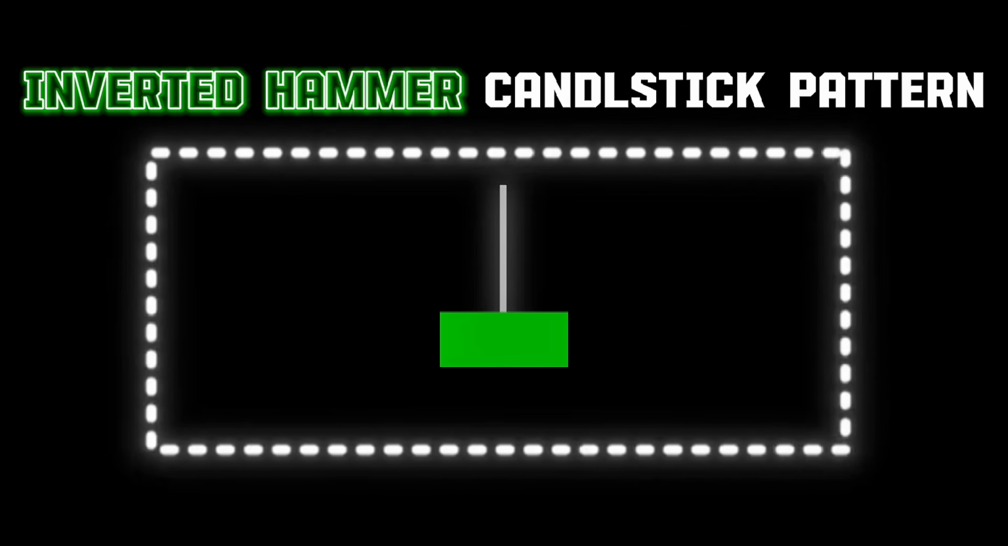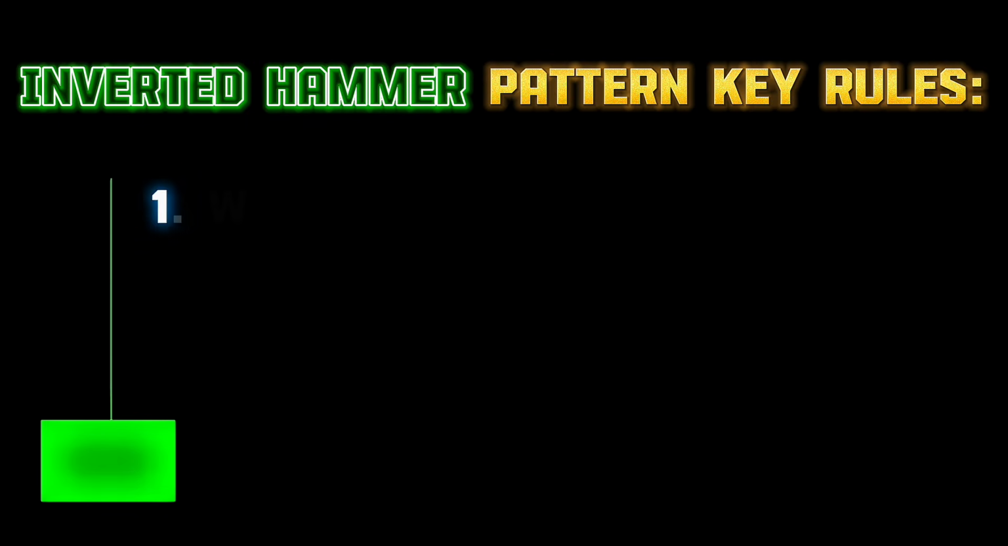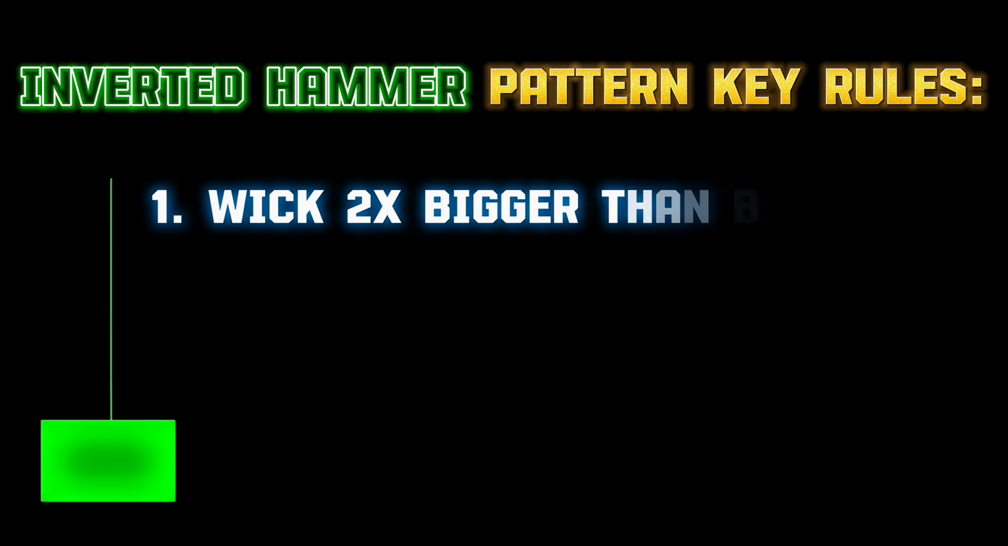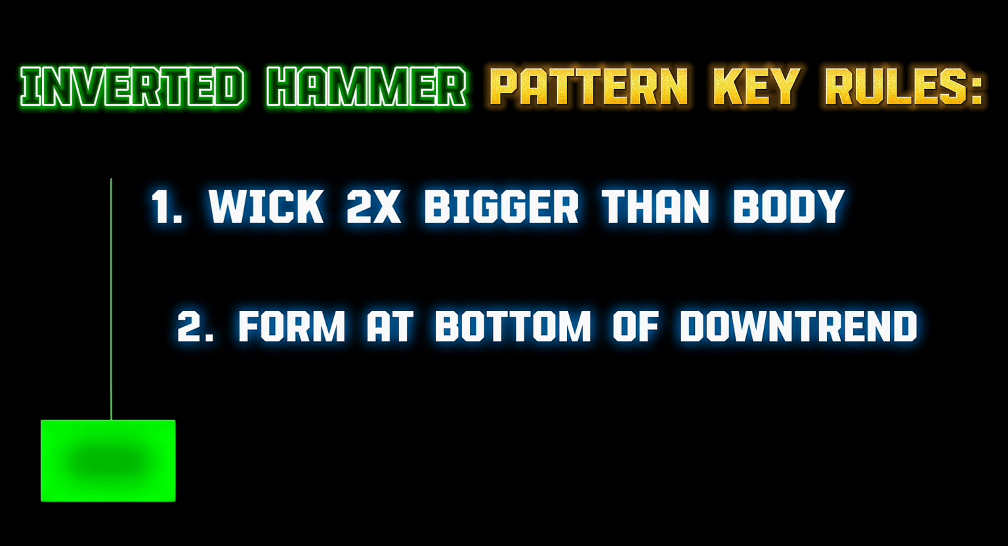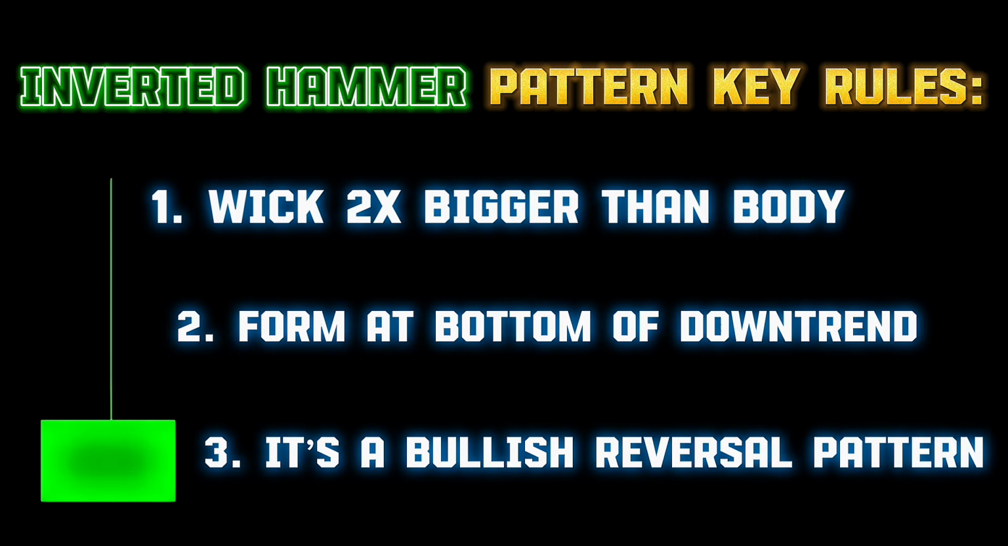But to identify it correctly, here are the 3 rules you must remember. 1. The upper wick should be at least 2 times the size of the candle's body. 2. It must form at the bottom of a downtrend, not in the middle or top. 3. Whenever this pattern forms at the bottom, it often signals a reversal from downward to upward movement.